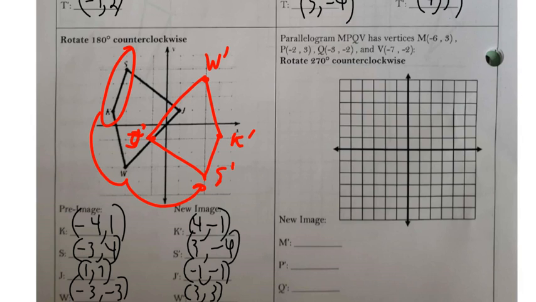All right, parallelogram MPQV. So we're going to put M at negative 6, 3, right there. And P at negative 2, 3. Q is going to be at negative 3, negative 2. And V is going to be at negative 7, negative 2. So it's going to be off the chart here a little bit, down here. That's going to be V.